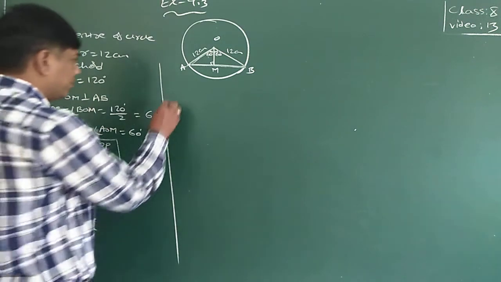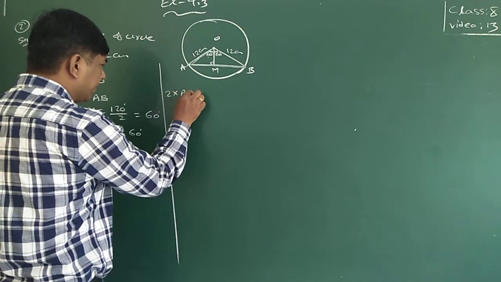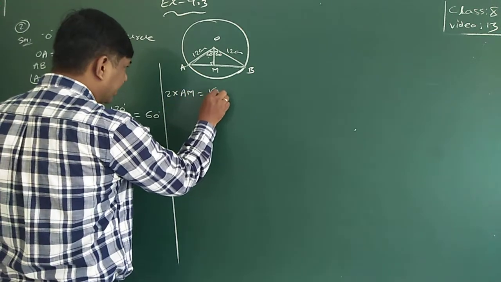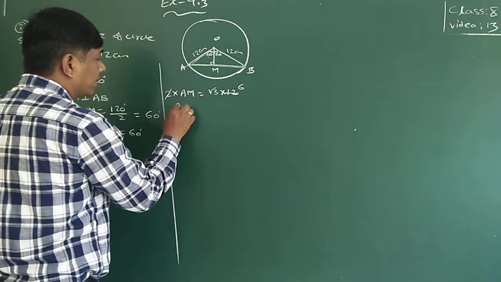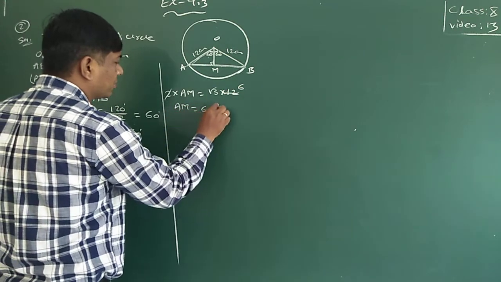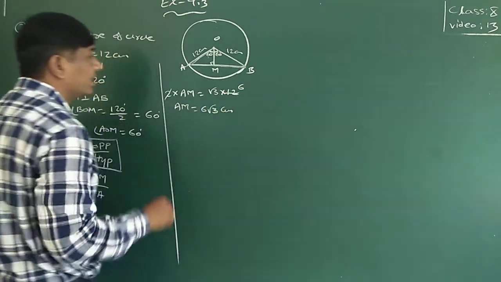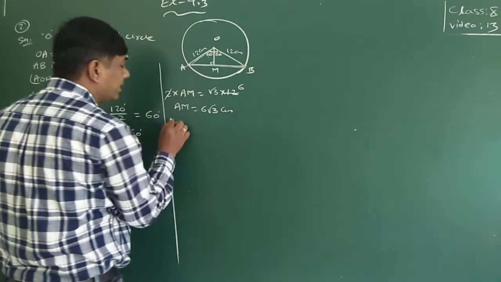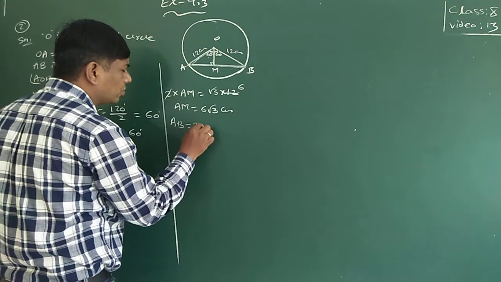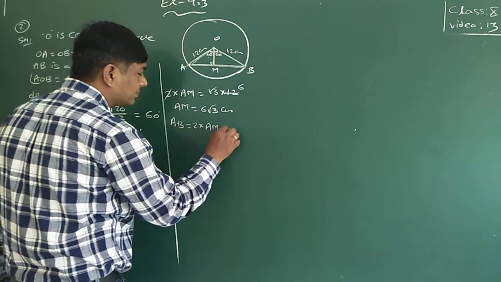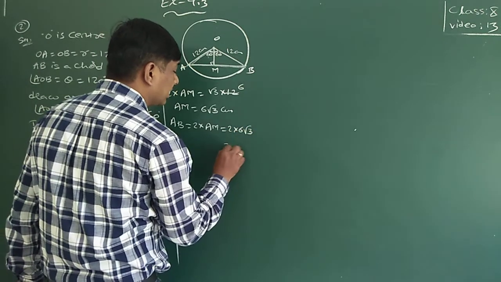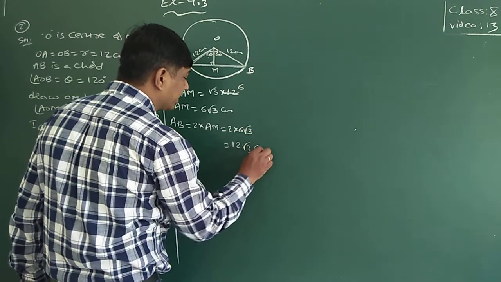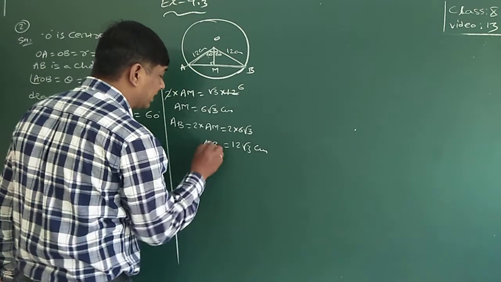Cross multiply here. 2 into AM is equal to root 3 into 12. Now 2 ones are 2, 2 sixes are 12. AM is equal to 6 root 3 centimeters. Then what is AB? AB is equal to 2 times AM, that is 2 into 6 root 3, which is 12 root 3 centimeters. This is the AB line.